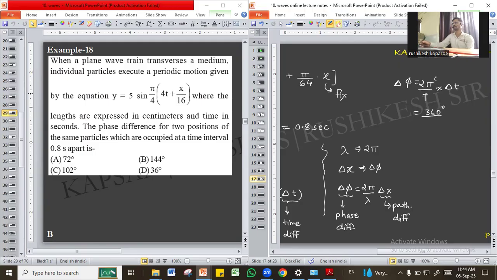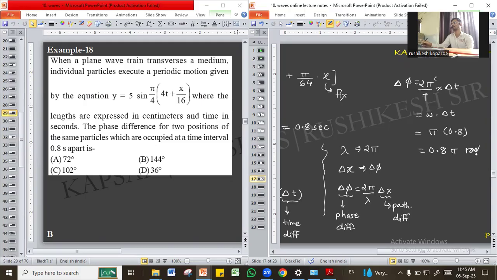Let's not do it like this. What can be done? What is this 2 pi by T? It's omega. It's omega into delta T. Omega is available directly. What is omega? It's pi. So pi into delta T. What is delta T value you have? 0.8. So this is 0.8 pi.